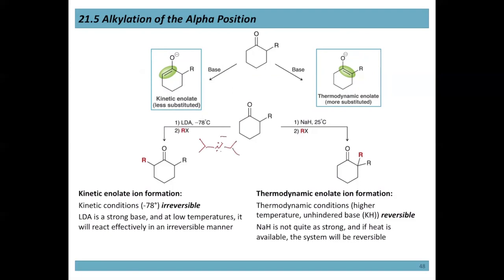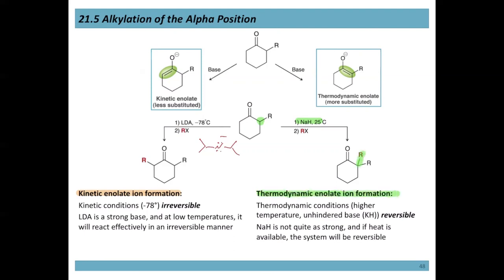And so it would favor the more accessible side, the less substituted side. So if we use a hindered base and a low temperature, we can get the kinetic enolate, the fastest one formed, the most accessible proton, and alkylate at the less substituted side. If we use a smaller base, such as NaH, that is able to get to that more hindered tertiary proton here and run it at higher temperatures, we get the thermodynamic enolate.